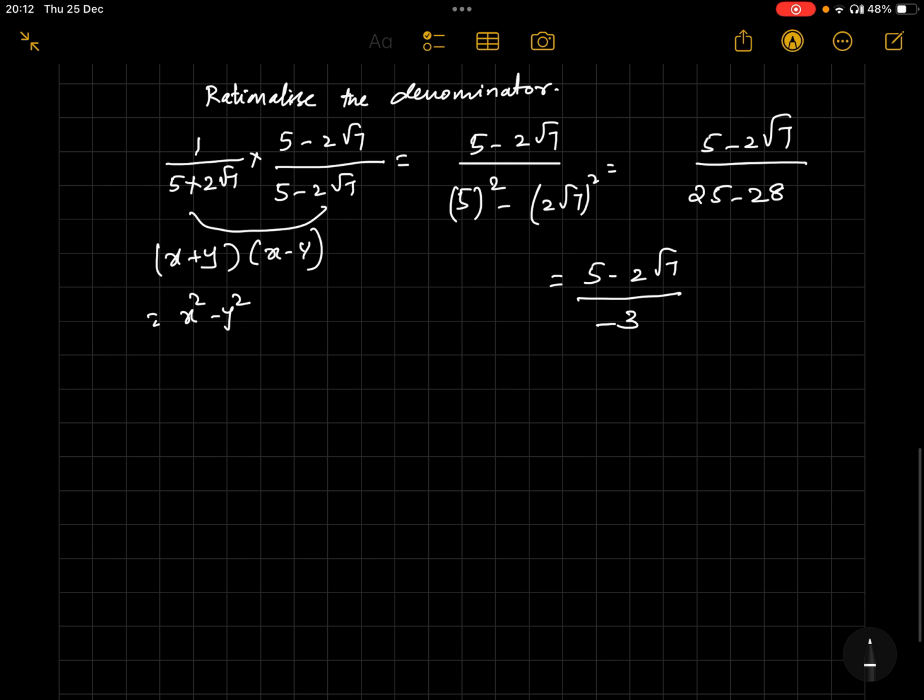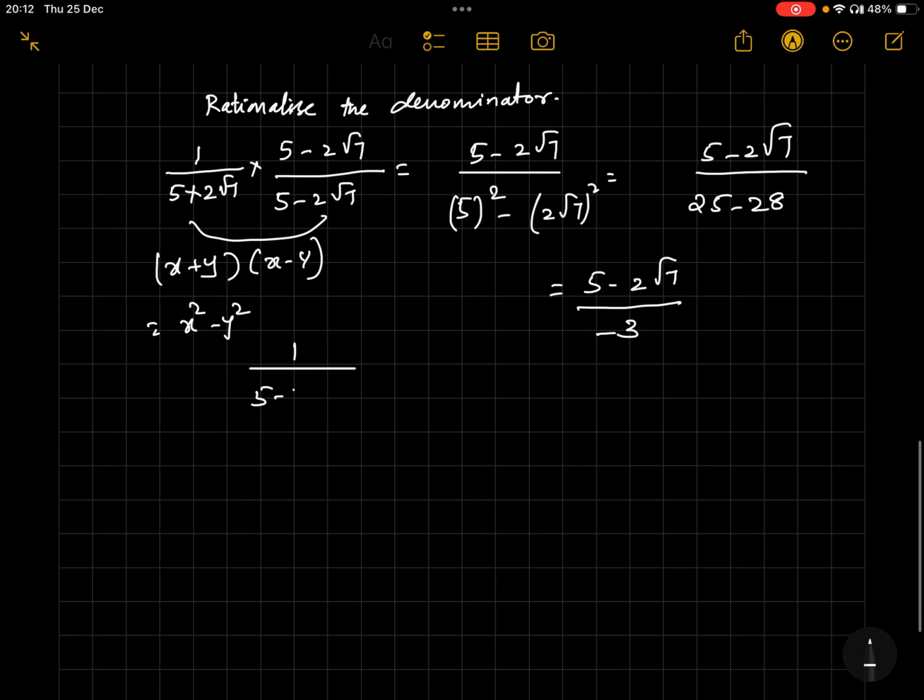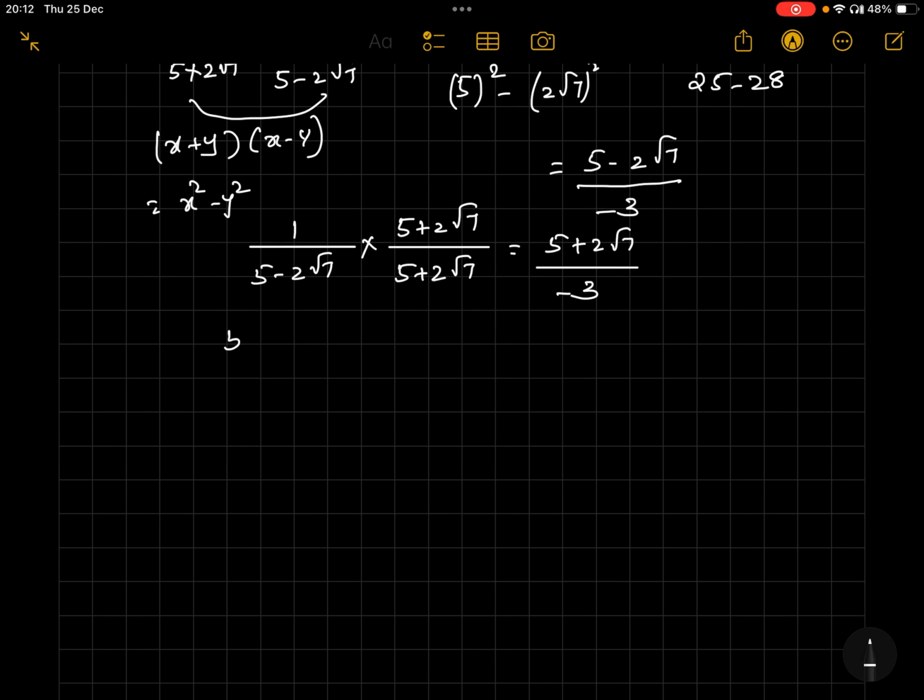Now let's simplify the other term, 1 over 5 minus 2 root 7. Again we multiply and divide by its conjugate, 5 plus 2 root 7 over 5 plus 2 root 7. Similarly we get (5 plus 2 root 7) over minus 3. Now we can add: (5 minus 2 root 7 plus 5 plus 2 root 7) over minus 3. The two 2 root 7 terms cancel, and we get 10 over minus 3 as the answer.